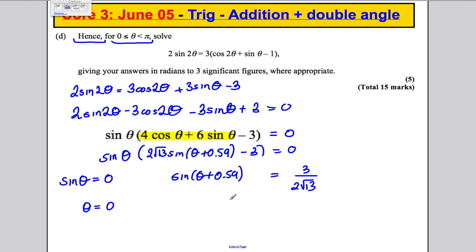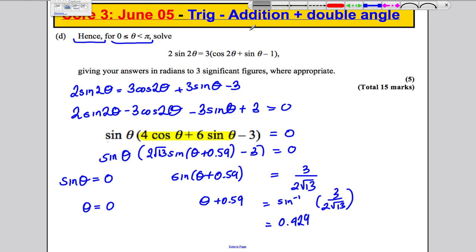Okay, so you're between 0 and pi, you're not equal to pi, so this gives you a value of theta as 0, and this gives you a value of theta plus 0.59 is the inverse sine of 3 over 2 root 13. So tap that on your calculator, the inverse sine of 3 over 2 root 13, keeping your calculator in radians mode, and you would get yourself 0.429 to 3 significant figures. And what other values are there?